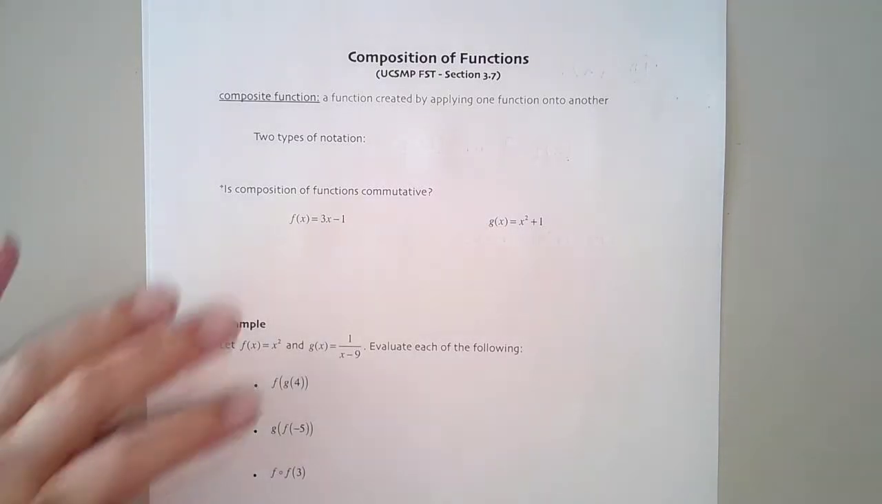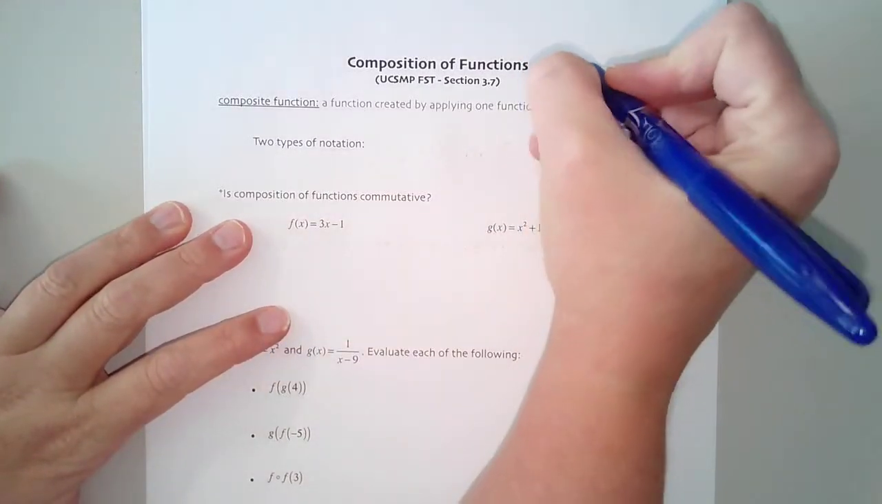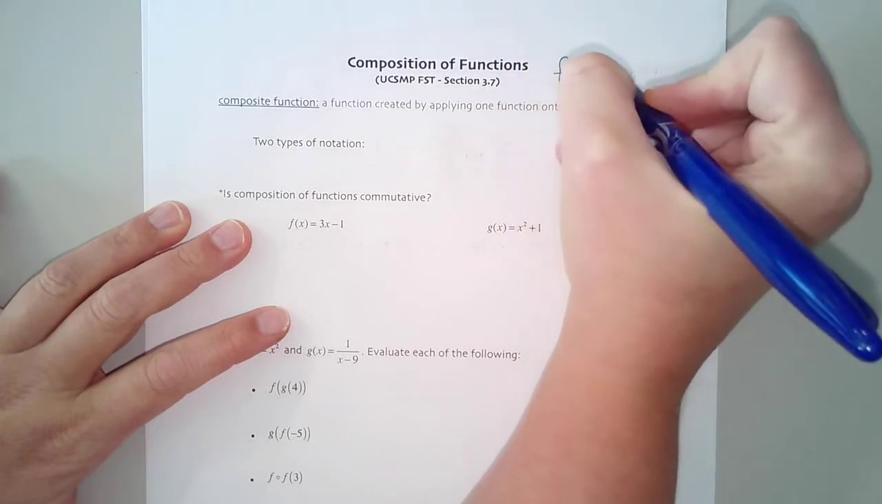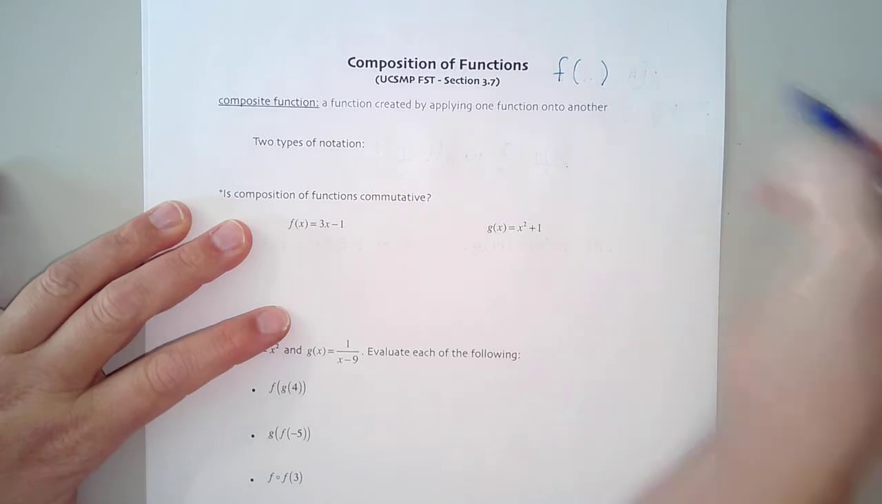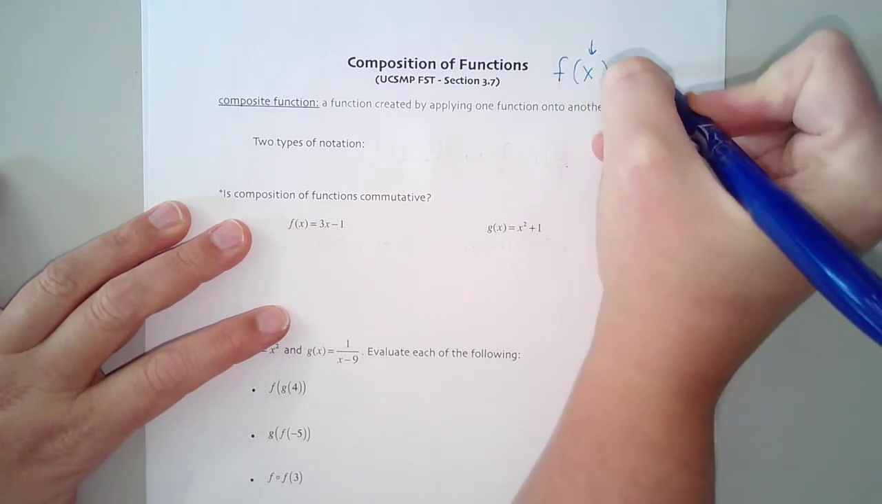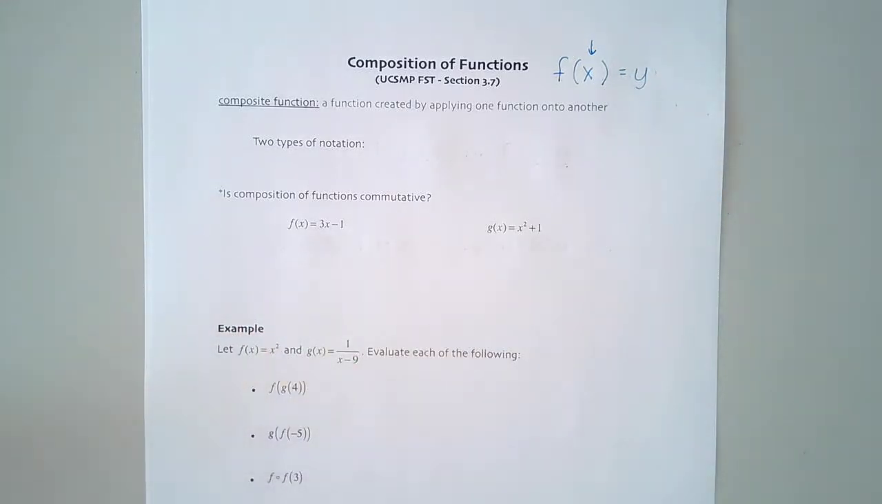So just to give you kind of a visual, we know that functions work like a machine, right? So we can take this function f, and we can drop an x number into it and have it spit out an outcome like y. That's how functions work. You drop a number in, you get a number out.